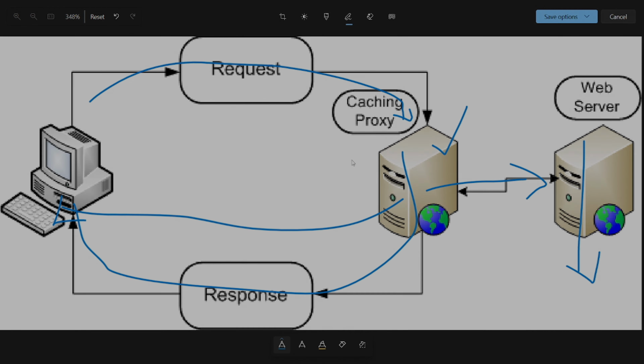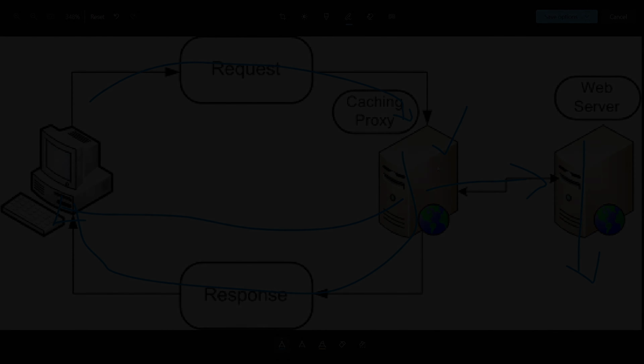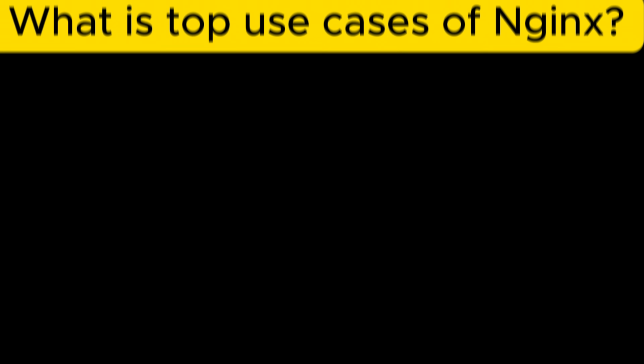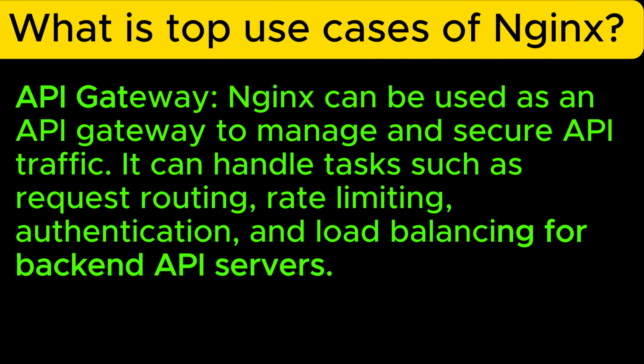So all those can be used as a cache; you can use NGINX as a cache server. Guys, in the nowadays era of microservice architecture development and design, the important top use case is API Gateway. NGINX can be used as an API gateway to manage and secure API traffic, so that you can manage any traffic from the internet, and also do authentication. It can handle tasks such as request routing.